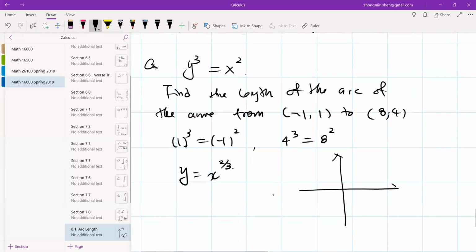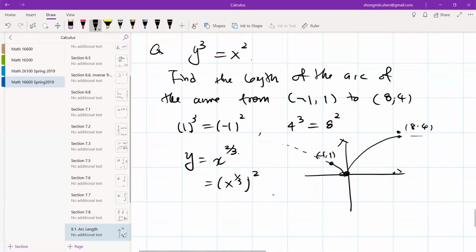When x equals -1, the y value is 1. I think this is an even function. When x equals 8, the y value is 4. How does the graph look? It looks like that. It's symmetric about the y-axis, because this is an even function, right? There is a cusp here. This function is not differentiable everywhere; the derivative doesn't exist. So be careful when you evaluate this integral, okay?